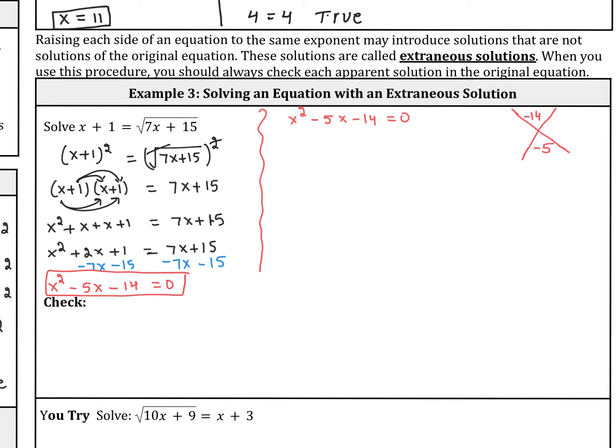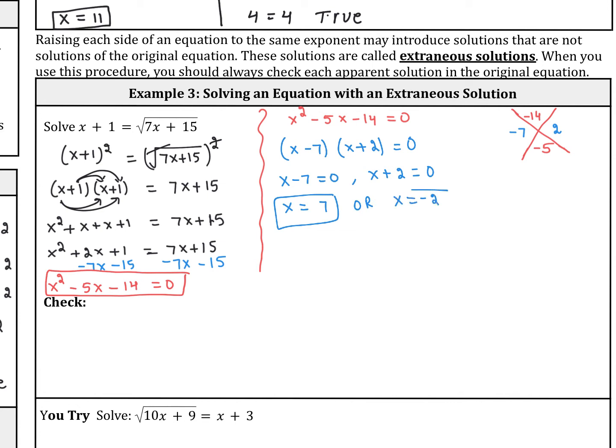And those two values are going to be negative 7 and 2. So negative 7 times 2 is negative 14, and negative 7 plus 2 is negative 5. So the two factors are going to be x minus 7 times x plus 2 equals 0. Now we're going to use the zero product property to solve for x, and x equals 7, or x equals negative 2.